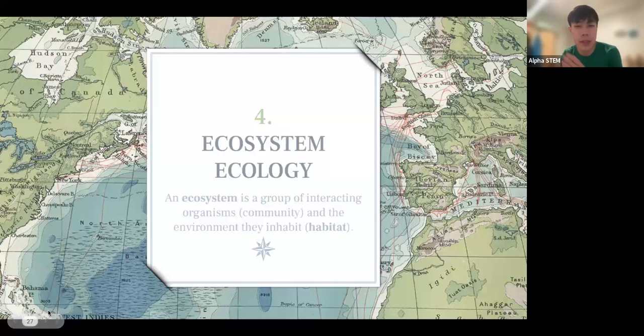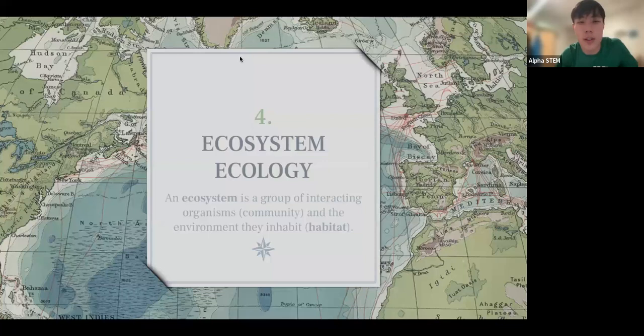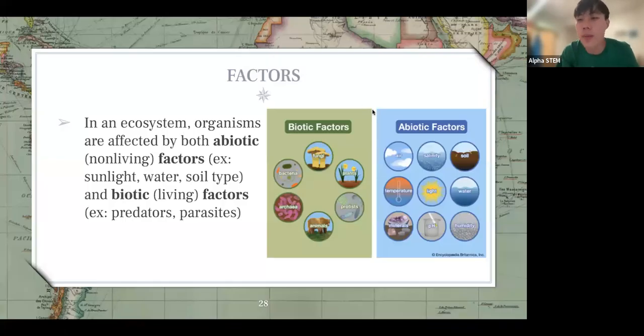So we've now mostly been talking about living organisms, but living organisms also interact with non-living parts of their environment. An ecosystem is the community plus the environment that they inhabit, which is called the habitat, which includes all these abiotic factors such as the soil, the water, the air, the pH, et cetera, which are contrasted with biotic factors, which are living things.